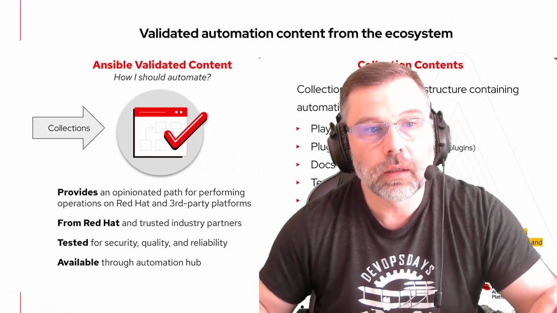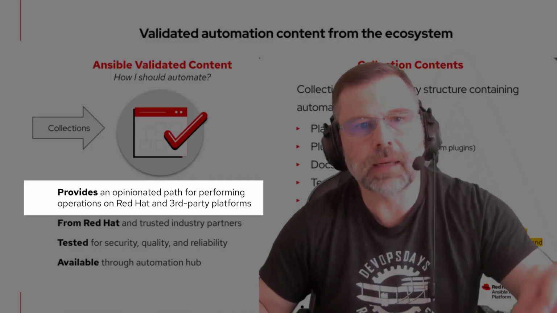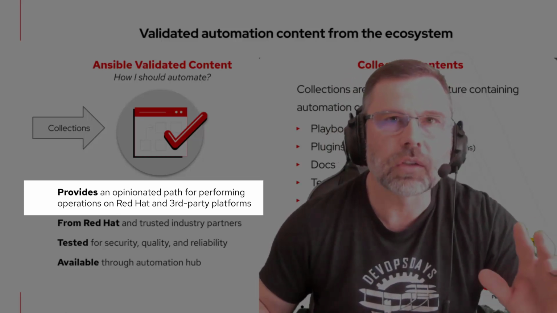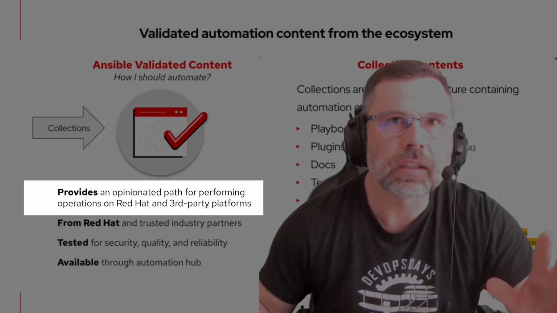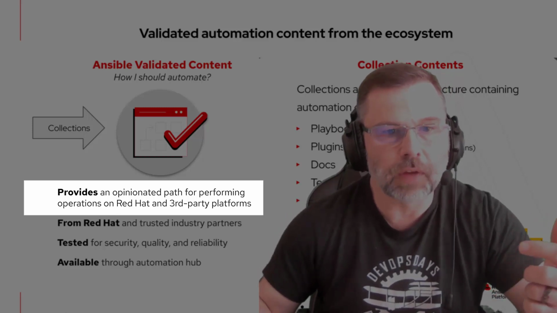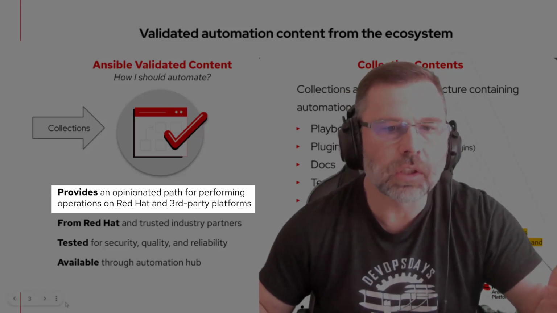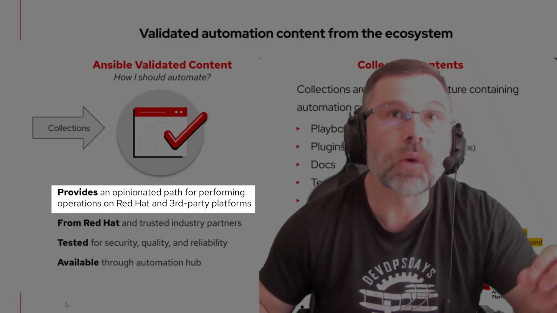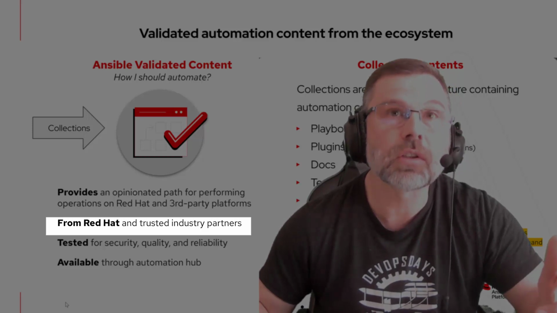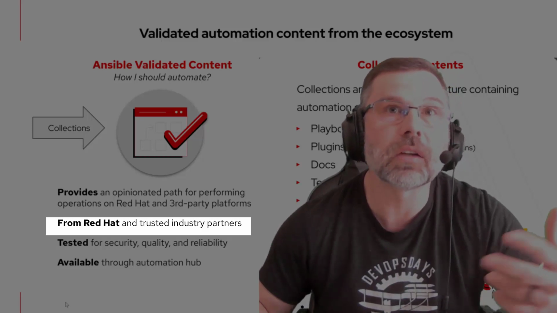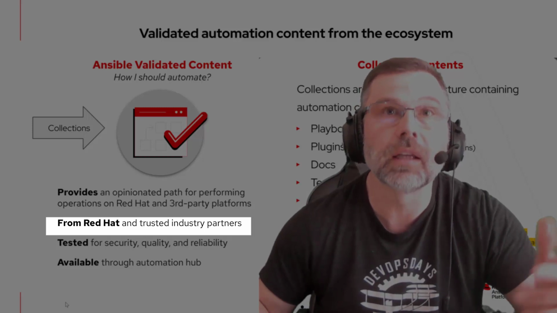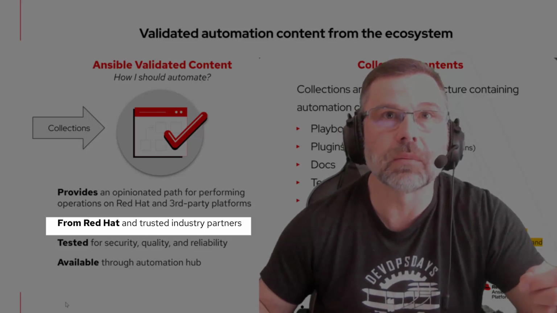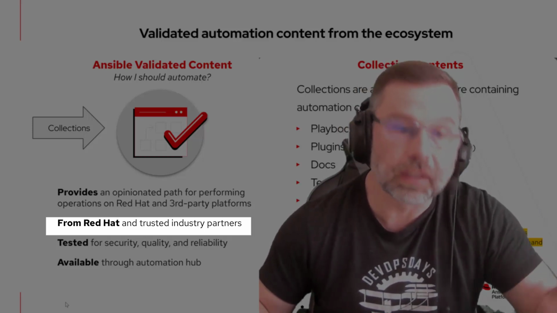Ansible validated content, which is also comprised of a collection, but this time it answers the question, how should I automate? In other words, it's a role, and this role is very intelligent and very prescriptive. So this provides an opinionated path for performing operations on Red Hat and third-party platforms. In today's demonstration, we're going to look at Red Hat validated content for networking, but there's also validated content that is being delivered from our ecosystem partners that's specific to their proprietary solutions, whereas Red Hat networking is more around multi-vendor and how we treat these systems with consistency and normalize them through the validated content.